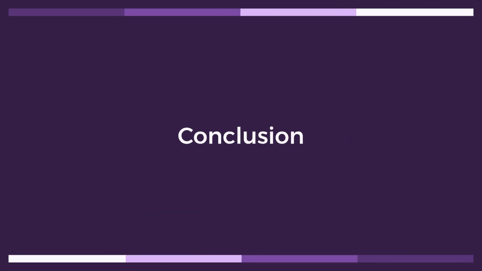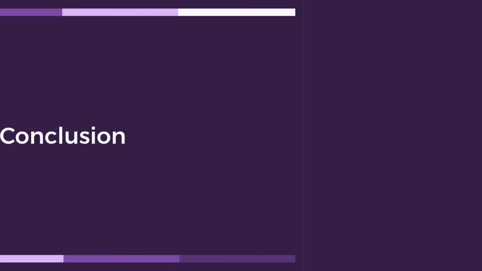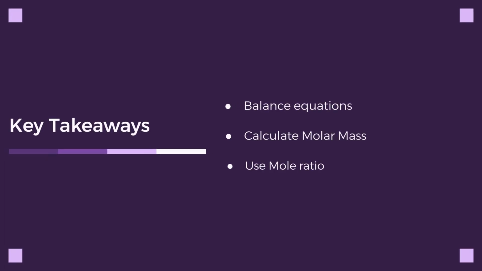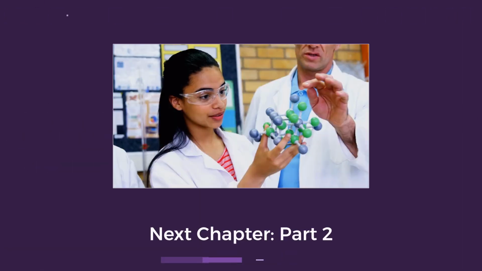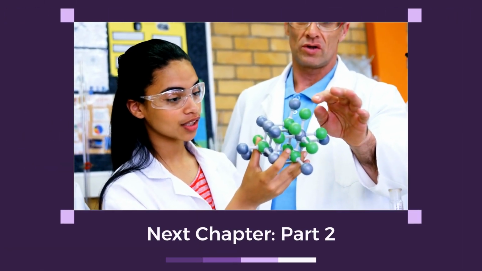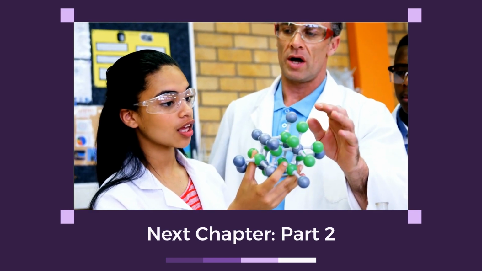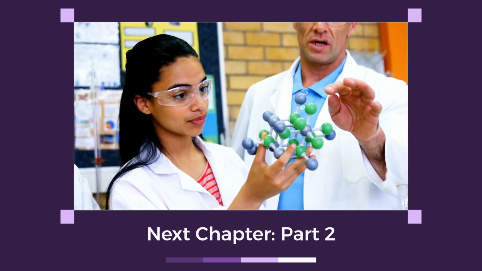We have covered the foundational elements needed for chemical calculations. Mastering these concepts is key to your success in chemistry. Remember the importance of balancing equations, calculating relative formula masses, and using the mole concept and mole ratios for stoichiometric calculations. Join us for the next chapter where we will delve into more complex calculations, including those involving solutions and gases.